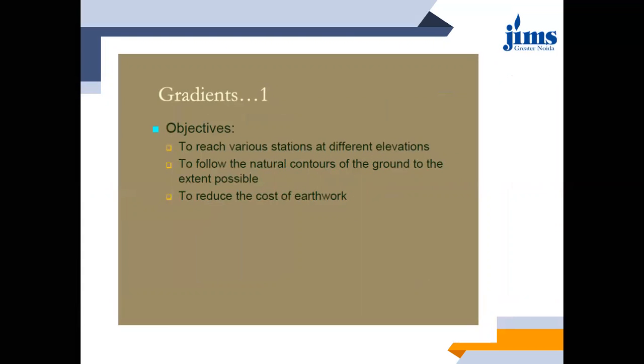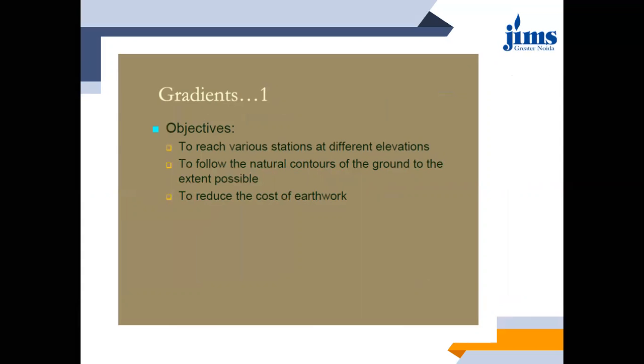Now, what is the objective of providing these gradients? The very first objective is to reach various stations at different elevations. The second one is to follow the natural contours of the ground to the extent possible and to reduce the cost of earthwork.